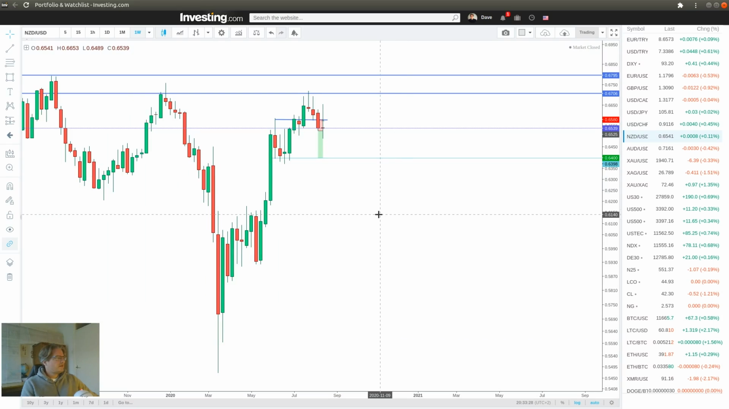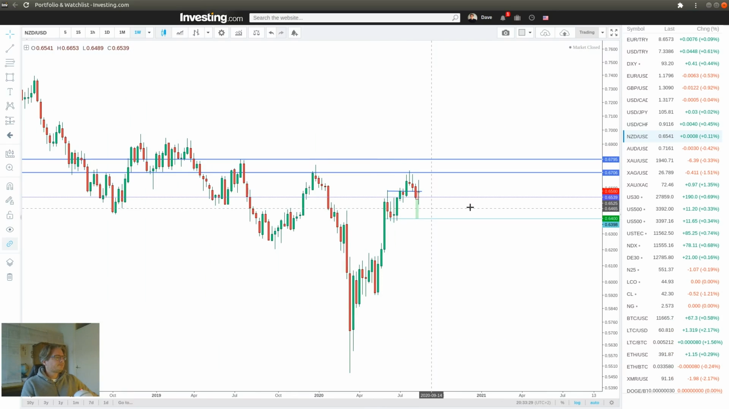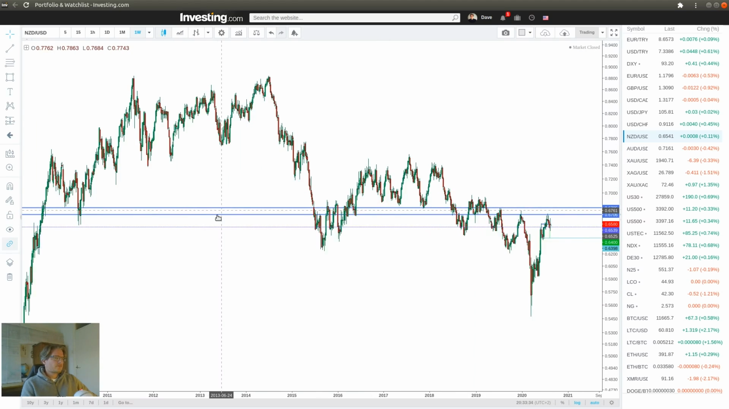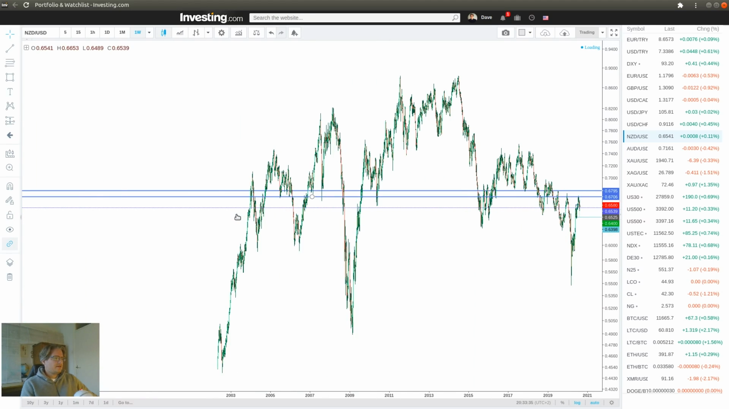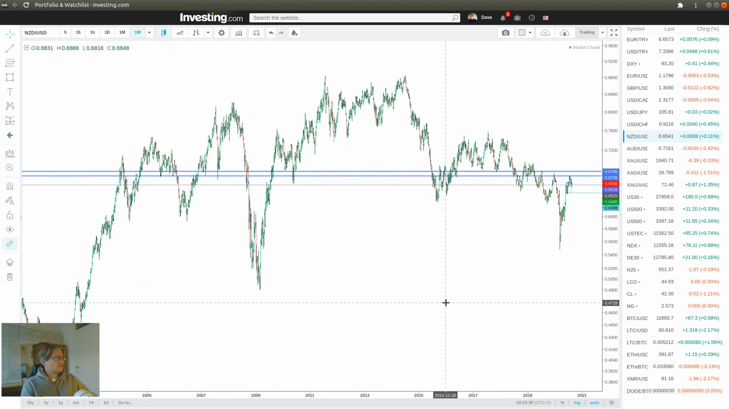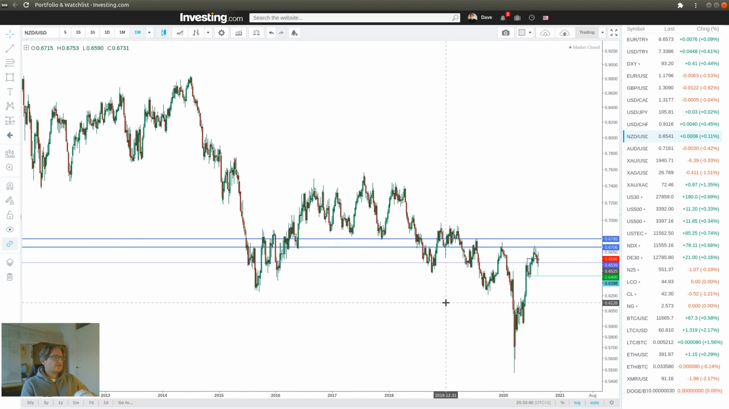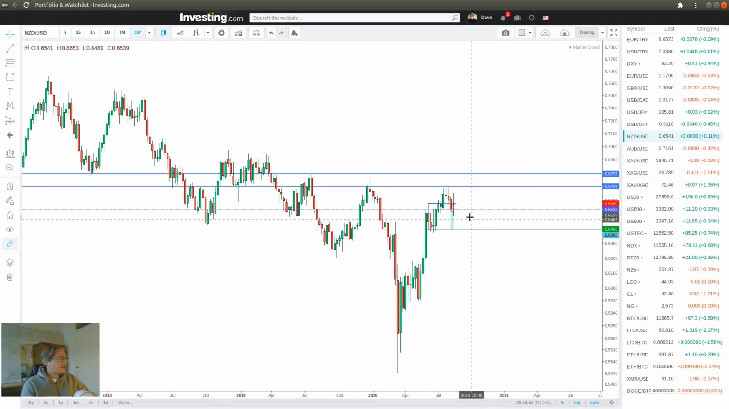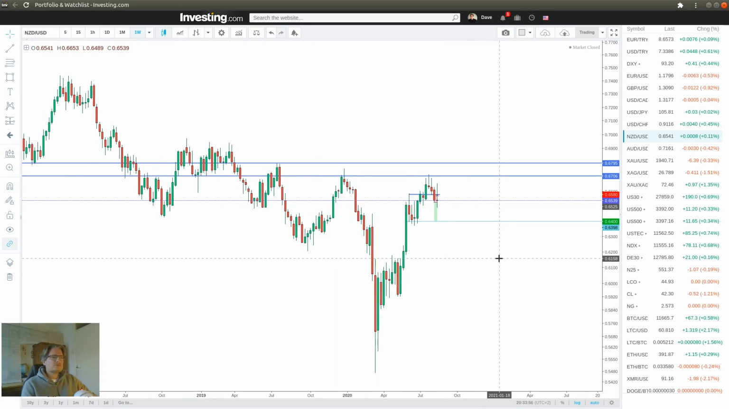So looking at New Zealand dollar, let's zoom out. So this is going up and down on the longer term. Zooming in a bit, we have a downtrend, so we're making a low here, and we've made a lower low, and we have lower highs here. So this actually looks good to me to trade short.